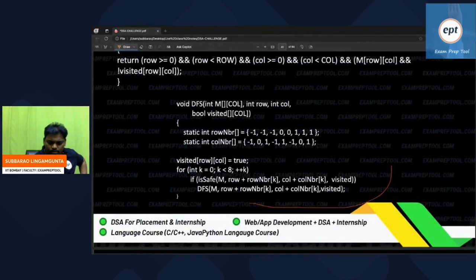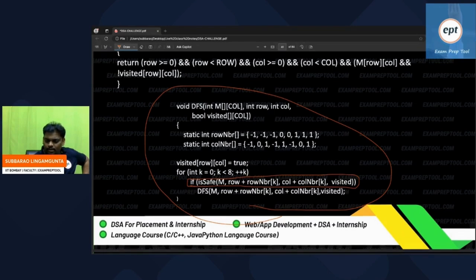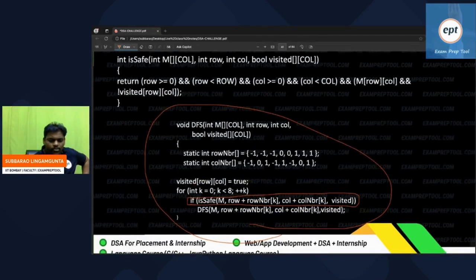Whenever the DFS algorithm is going on, first it has to check whether it is a neighbor or not. Adjacent or not, it will verify first. If it is adjacent, and one more thing, it is not covered. Adjacent and it is not covered.